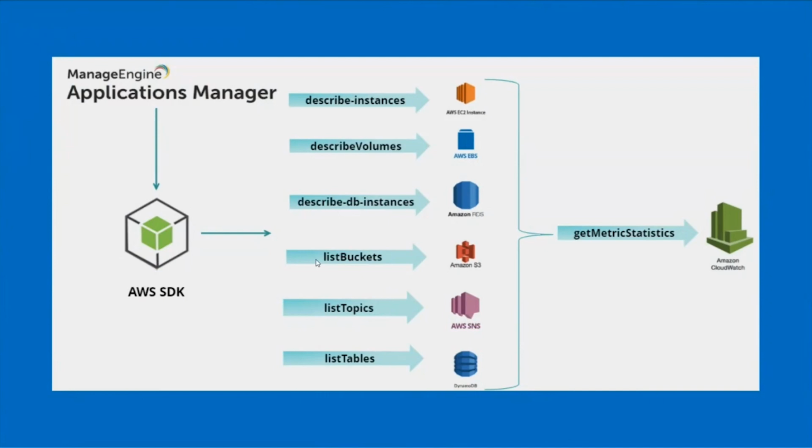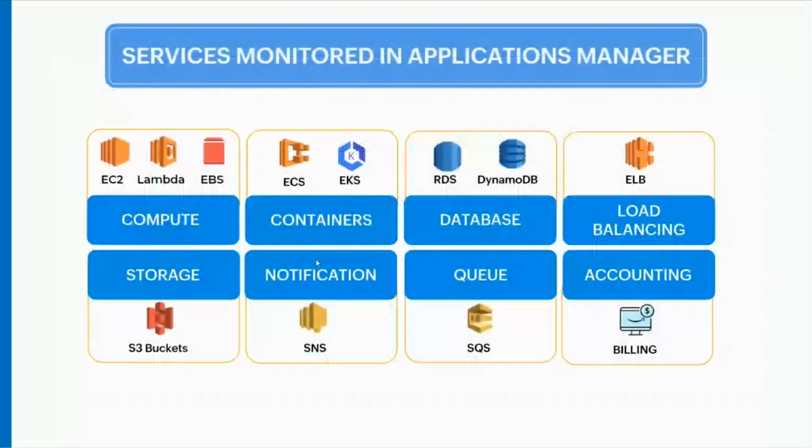So we will look at all the important AWS KPIs in a short while. But before that, let's take a look at the AWS services monitored in Applications Manager. So in compute, we have EC2, Lambda, and EBS. So we have the Elastic Compute Cloud and the Elastic Block Store along with Lambda.